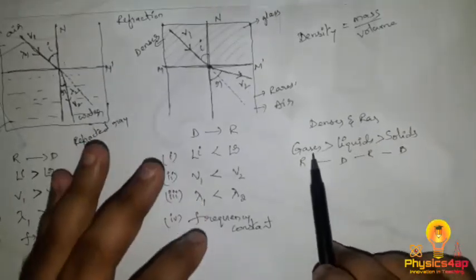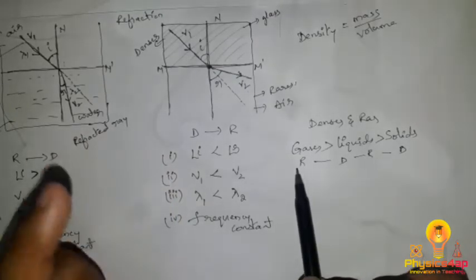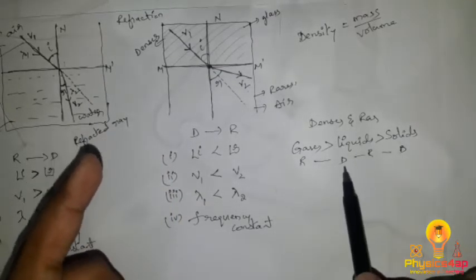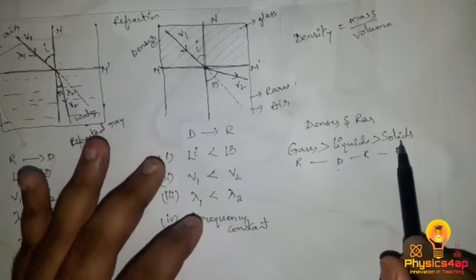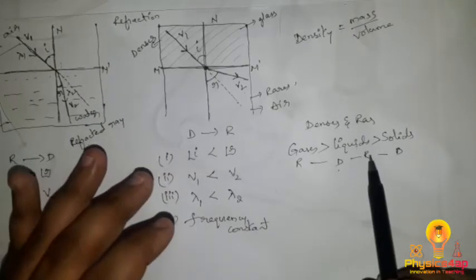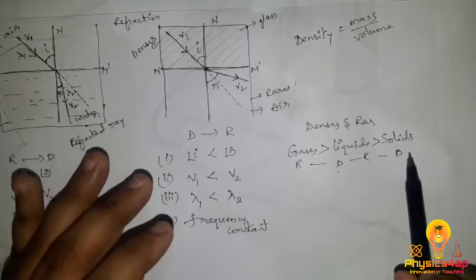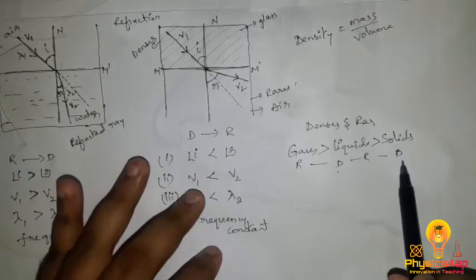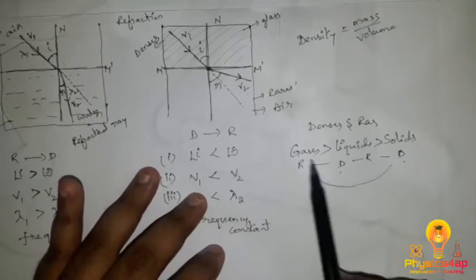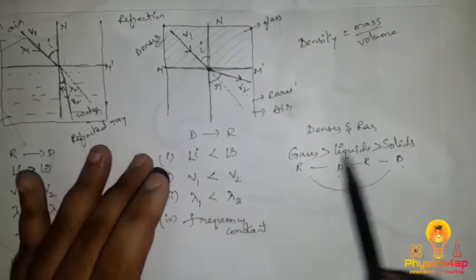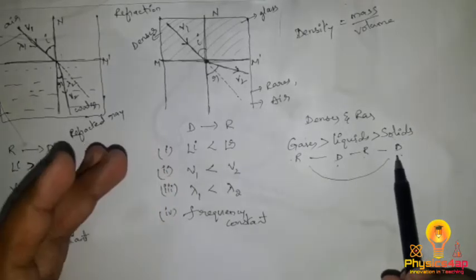When there is a comparison of gases and liquids, gases are considered the rarer medium and liquids the denser medium. When there is a comparison of liquids and solids, liquids are considered the rarer medium and solids the denser medium. When there is a comparison between gases and solids, gases are considered the rarer medium and solids the denser medium.